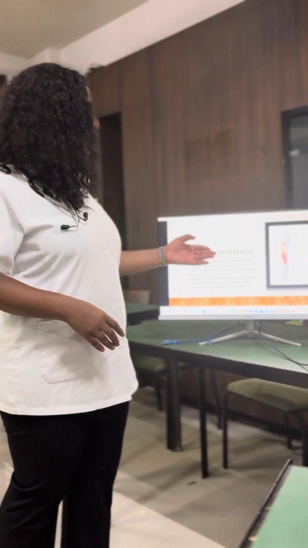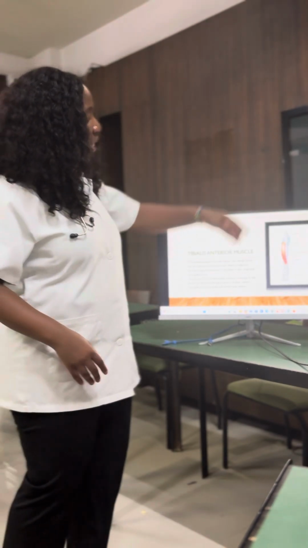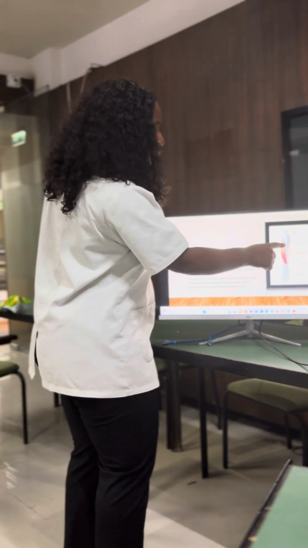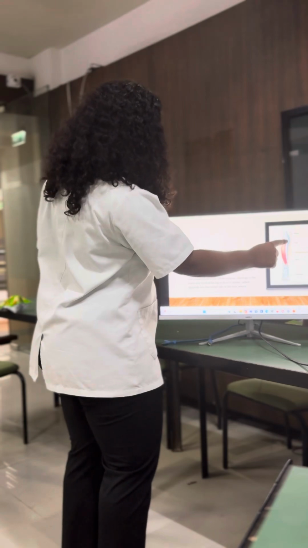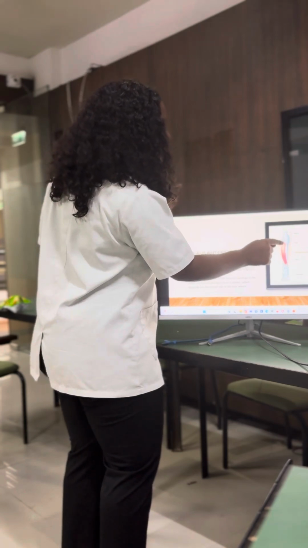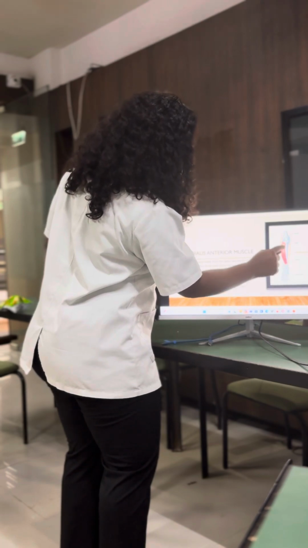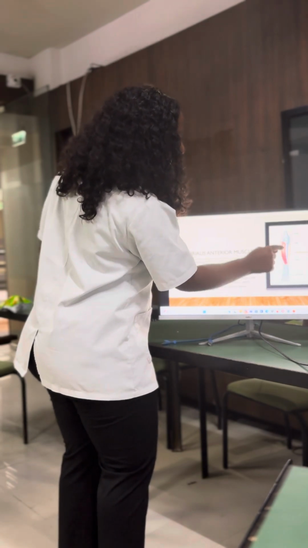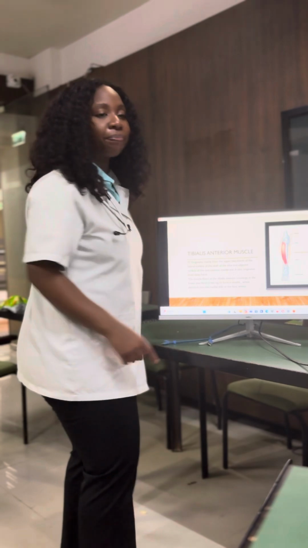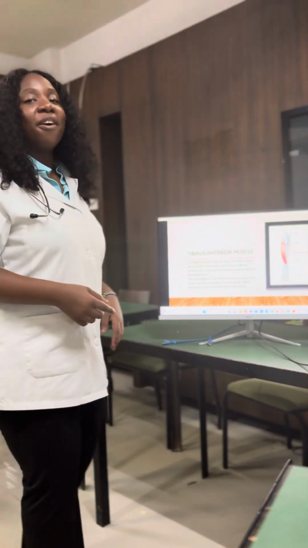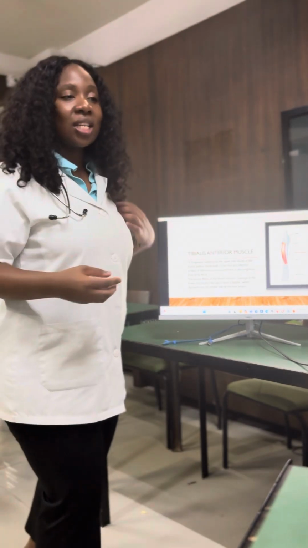Starting off with the tibialis anterior muscle. As you can see, this muscle is inserted at the lateral part. It originates at the lateral half, two thirds of the tibia, and is inserted here at the base, as you can see. It is a long muscle that runs vertically.